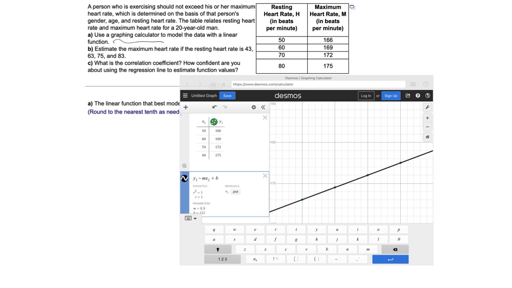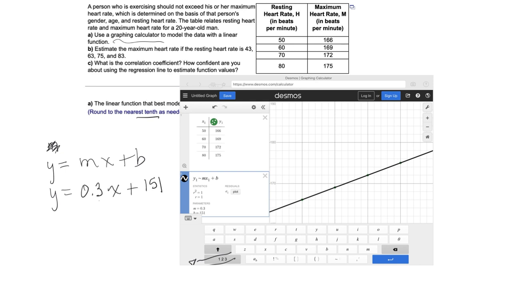So down below there, you can see it shows you what the slope is and what the y-intercept is. So I can write an equation for it. y is equal to mx plus b. The m value is 0.3, and they say round to the nearest tenth, so that's good. x plus the y-intercept is 151.